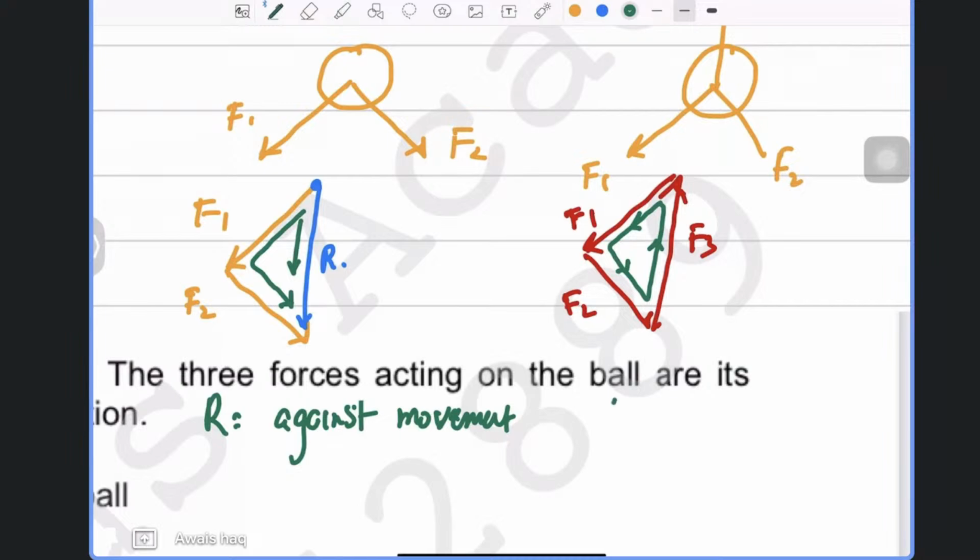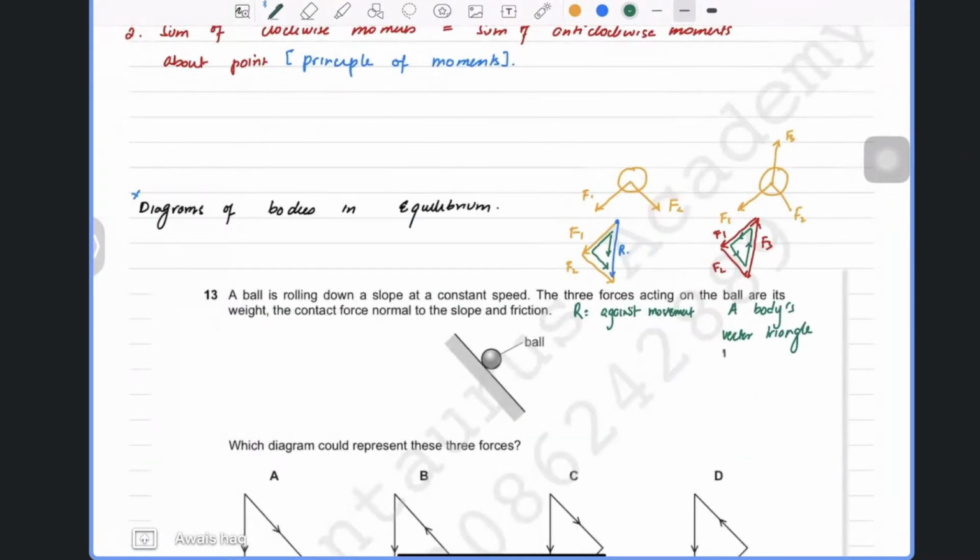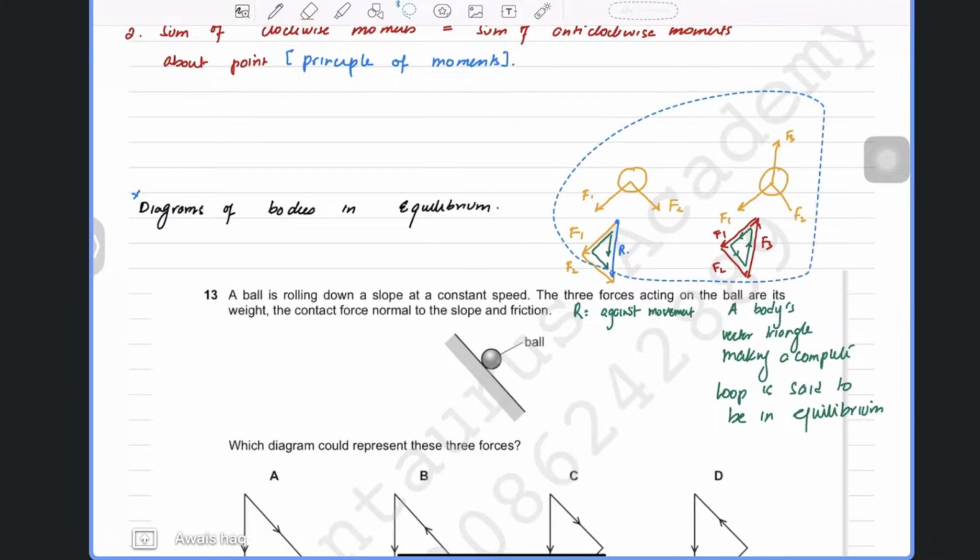So a body's vector triangle making a complete loop is said to be in equilibrium. This is something you can see and judge just by looking at the diagrams. These two things are very, very important.